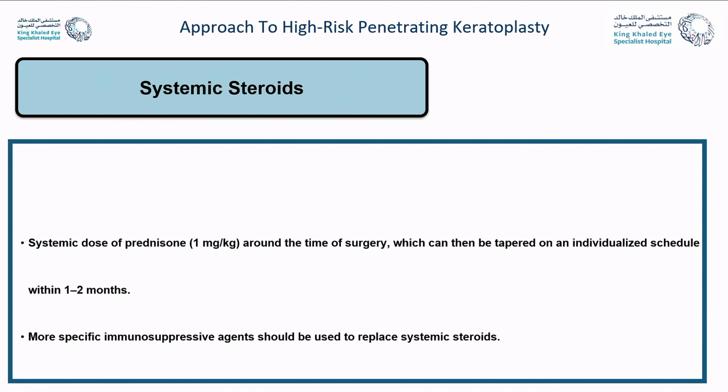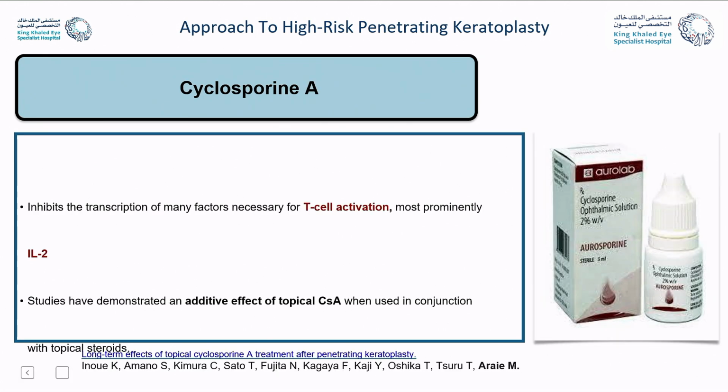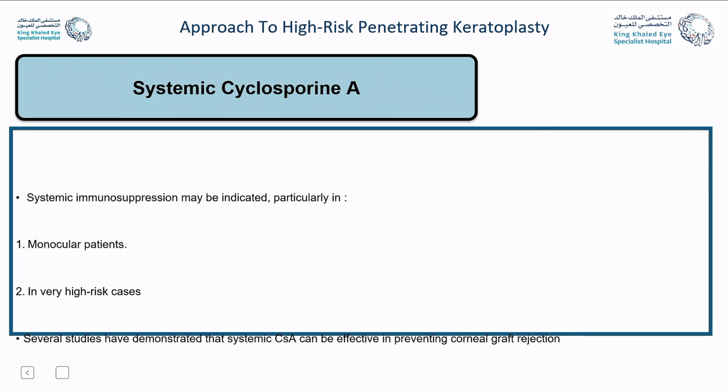Patients may need systemic doses of steroid of 1 milligram per kg around the time of surgery, which can be tapered and individualized over 1 to 2 months until the immunosuppressive kicks in. Now, topical cyclosporin is also another modality that is proven by different studies that inhibits T cell activation and acts promptly on interleukin-2. It has an additive effect on topical therapy when combined with steroids.